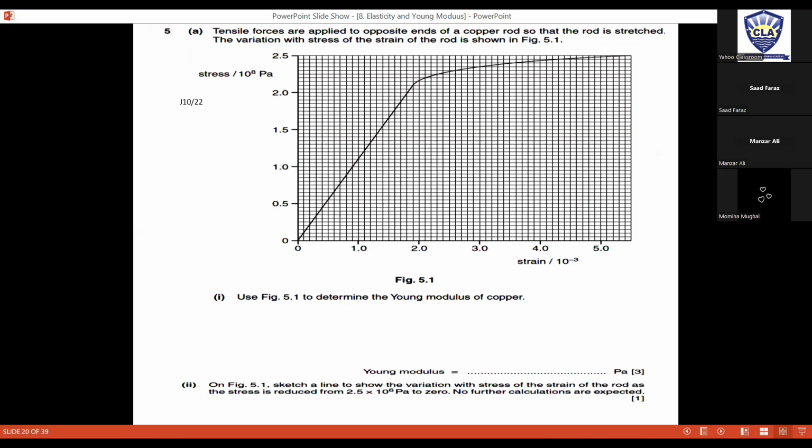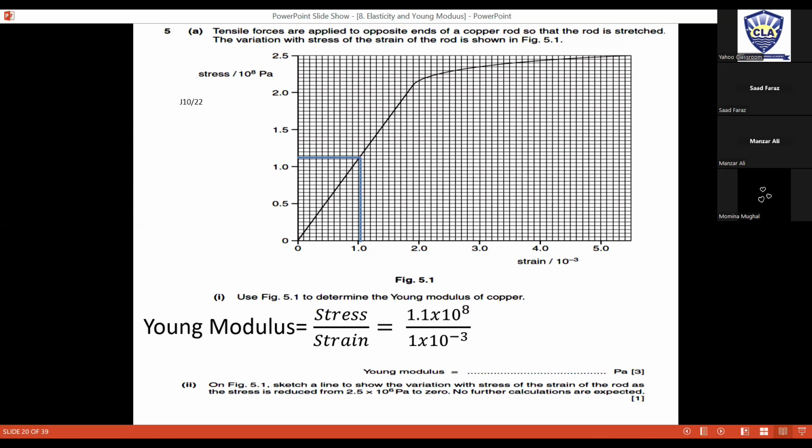Now we have been given a graph of stress and strain. It is elastic. It has a limit of elasticity or proportionality, and then it starts to curve. We have to find the Young modulus. Definition: stress over strain. Choose any point. We have to find the gradient. You can choose 1. You can choose 2, but not 3.